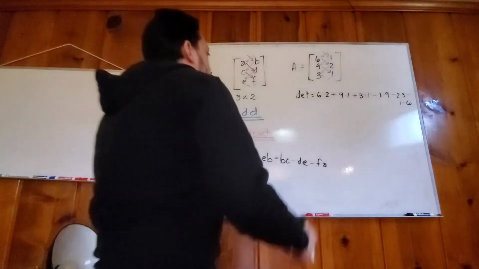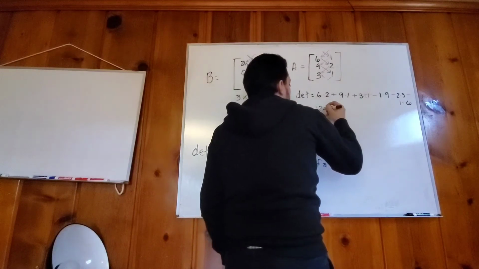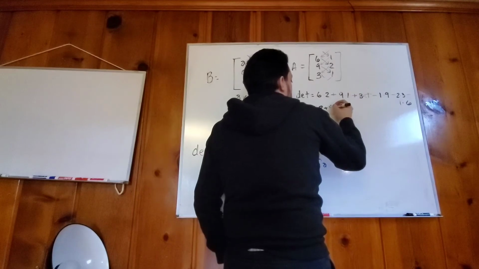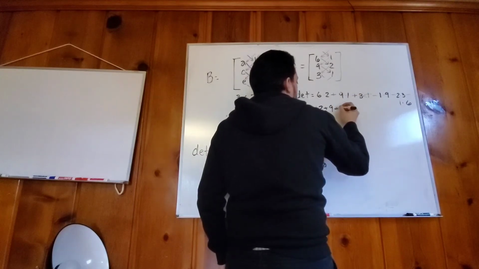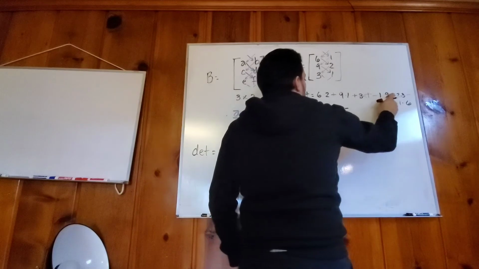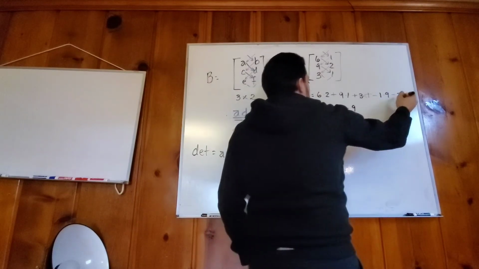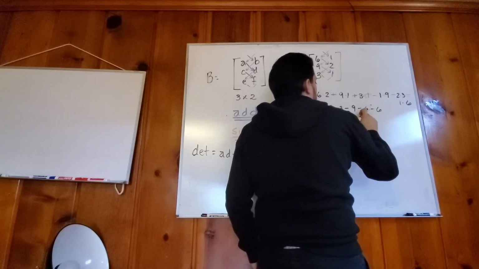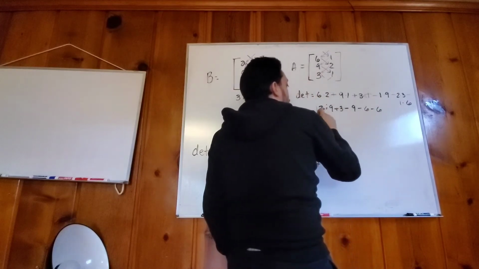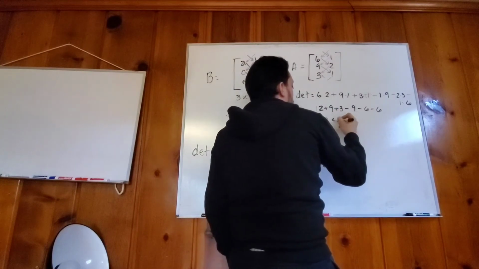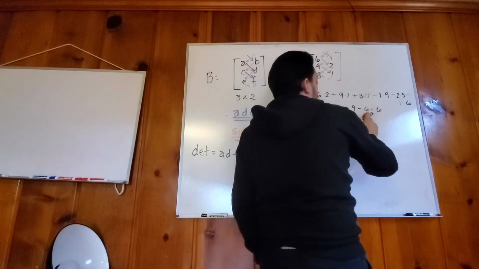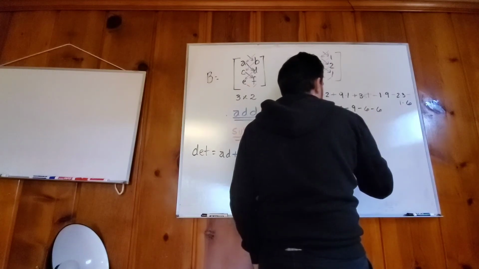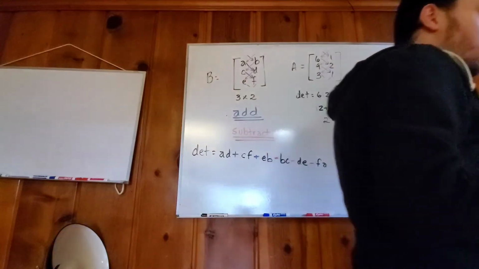So now what we're going to do is do that. 6 times 2 is 12. I'm not going to be switching markers anymore. Plus 9 times 1 is 9. Plus 3 times 1 is 3. Minus 1 times 9 is 9. 2 times 3 is 6. And 6. So we have 12 plus 9 plus 3. 12 plus 9 is 21 plus 3 is 24. Minus 6 times 6 is 12. 6 plus 6 is 12. Plus 9 is 21. My determinant then becomes 3.